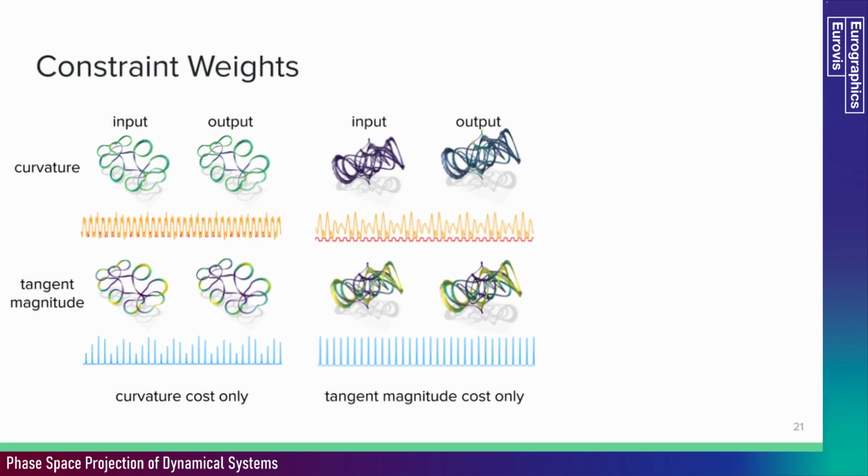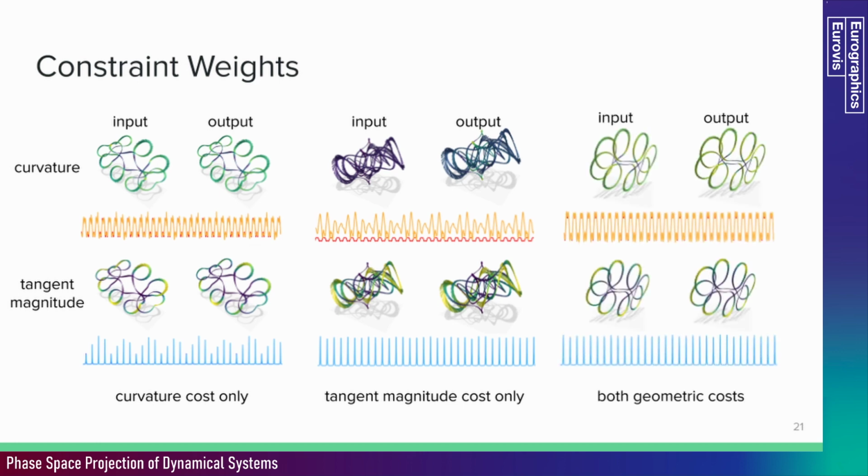Next, we have the same setup, but optimized only for the tangent magnitudes. In this case, there is a large difference in the curvature of the input and output curves. On the other hand, the tangent magnitude matches perfectly. Finally, we enable both of these constraints and perform the optimization. We can see that both costs are now matched up well. In addition, in a variety of cases, this cost configuration tends to give the best visual clarity of the projection.